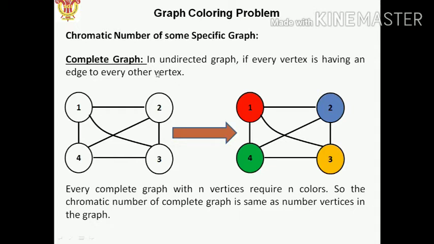So this is a complete graph, and it is definitely an undirected graph. Every vertex has an edge to every other vertex. See, this 4 is connected with every node: 4 to 1, 4 to 2, 4 to 3, 3 to 1, 3 to 2, 3 to 4, 2 to 4, 2 to 1, 2 to 3. So how many colors do we require? The number of vertices present in this graph is the chromatic number to fill the nodes inside the graph itself.